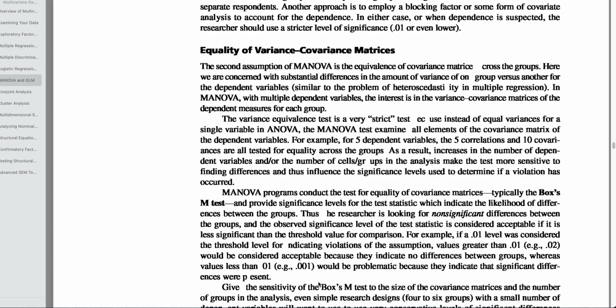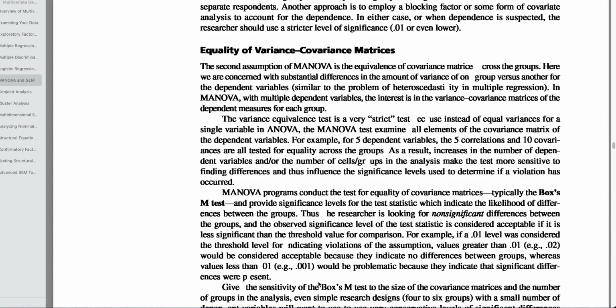in ANOVA. The MANOVA test examines all of the variables, the variances, correlations and covariances, and all are tested for equality across the groups. As a result, an increase in the number of dependent variables and/or the number of groups used in the analysis makes the test more sensitive to finding differences, and this influences the significance level used to determine if a violation has occurred.